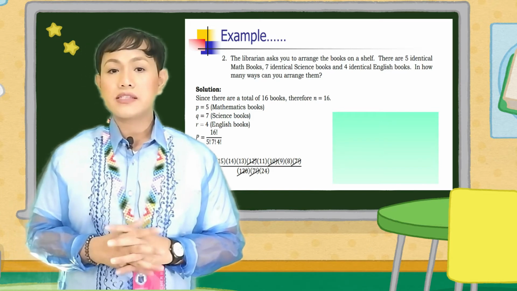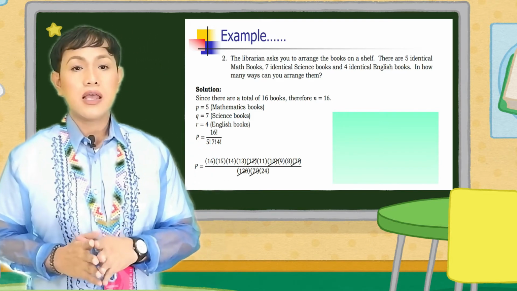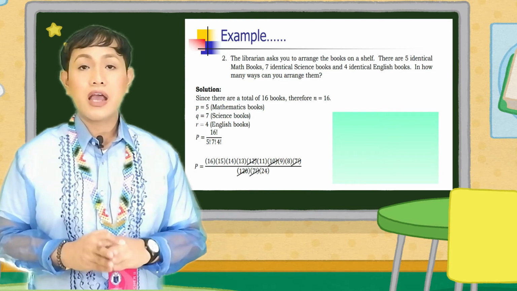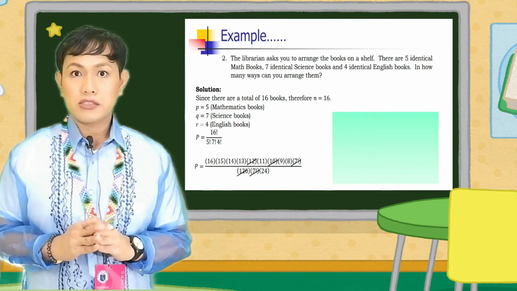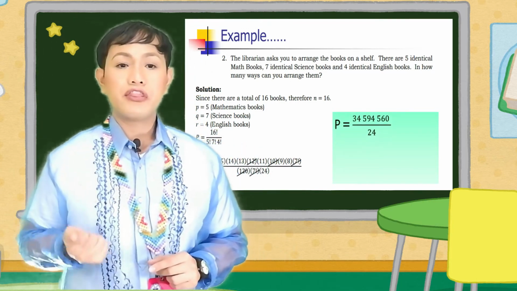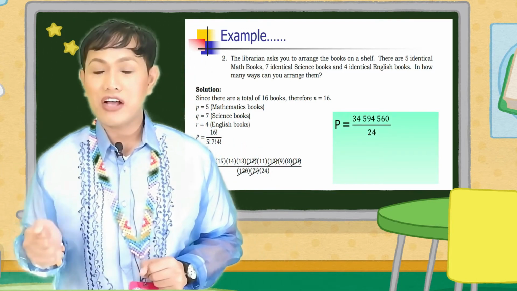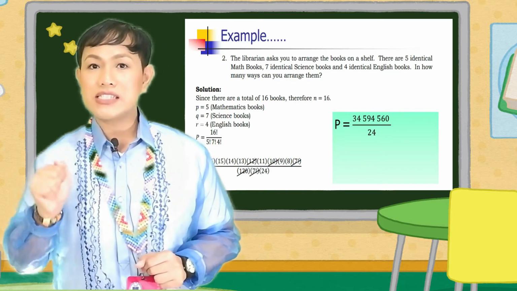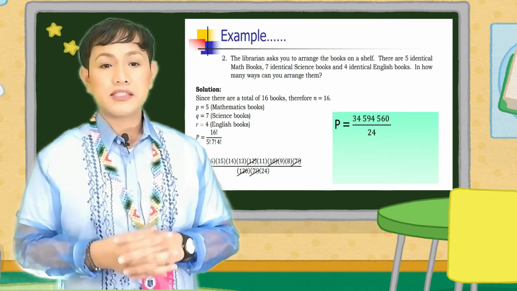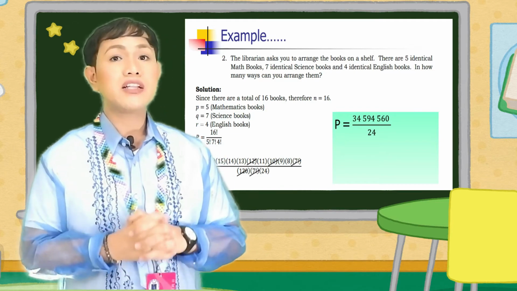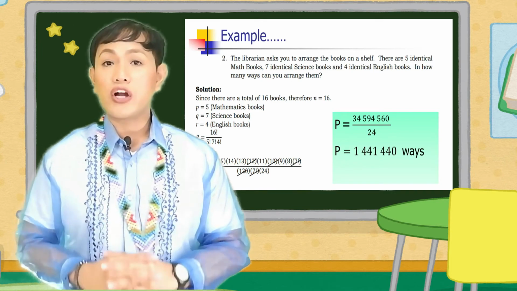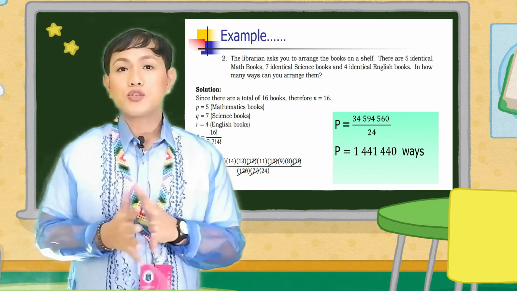So all we are left with is the 24 now in the denominator and the numbers 16, 15, 14, 13, 11, 9, and 8 in the numerator, which when all together multiplied will give us the product of 34,594,560. Okay, divide that with what is left in the denominator, which is 24, and that gives us our final answer, which is 1,441,440.